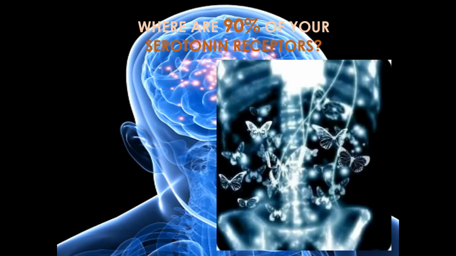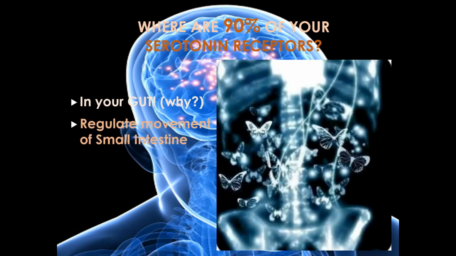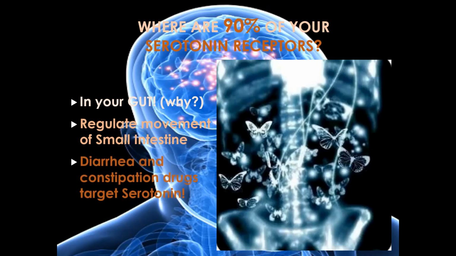But anyway, 90% of your receptors, you've all had butterflies in your tummy, like when you had to do a class presentation, that was serotonin. So in your gut, in your small intestine, 90%, nowhere in your brain, not in your limbic system, your emotions, any of that, 90% are in your small intestine. Why are 90% of our happiness receptors in our small intestine? Well, interestingly, they regulate the movement of your small intestine. So people having issues with constipation and diarrhea, the drugs actually target serotonin.